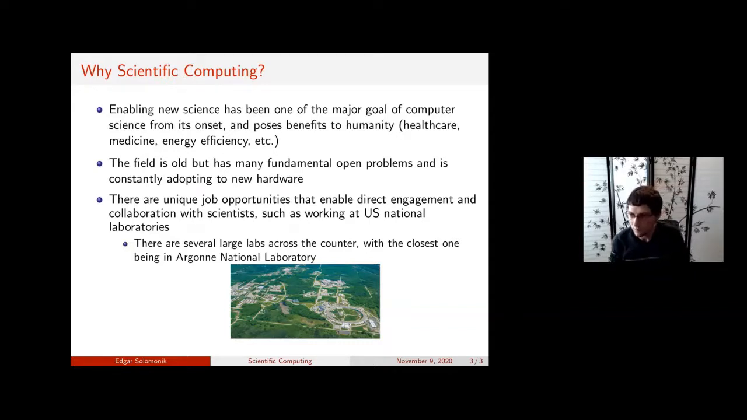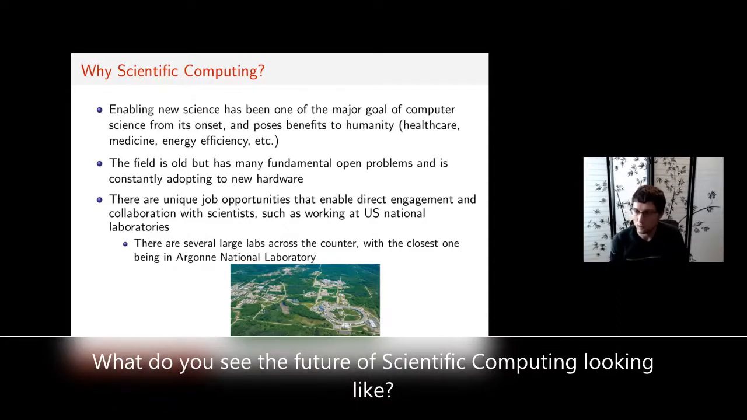So going off of that, what do you see for the future of scientific computing with regards to application, or how do you think the field will be going in the future with new advances in technology?